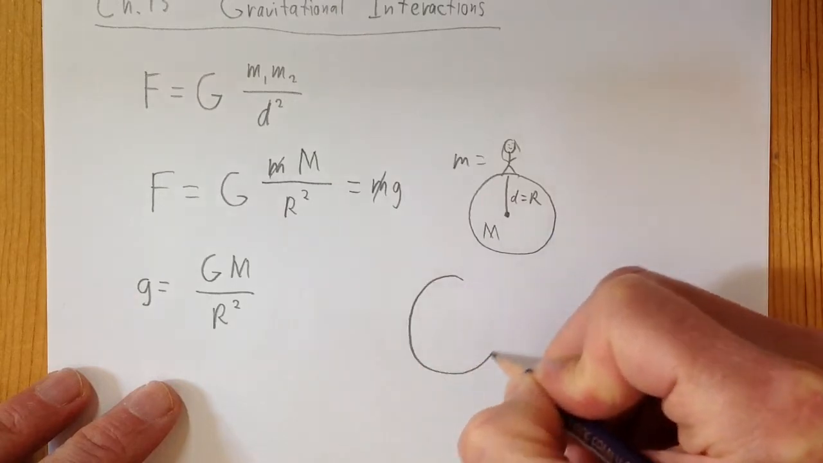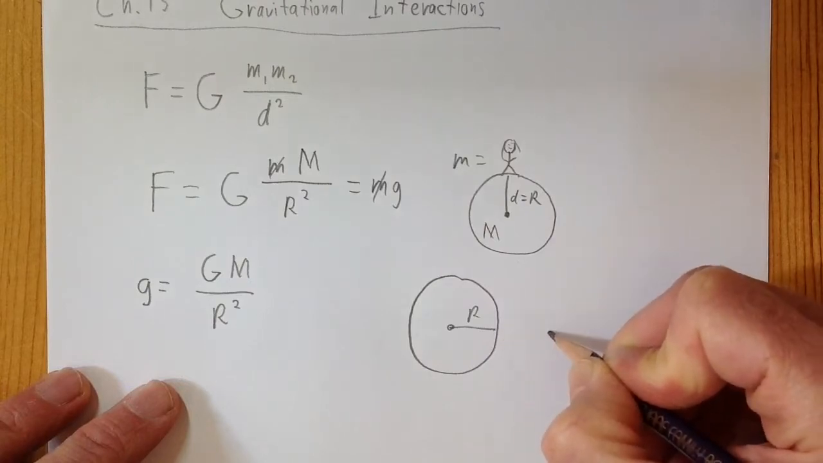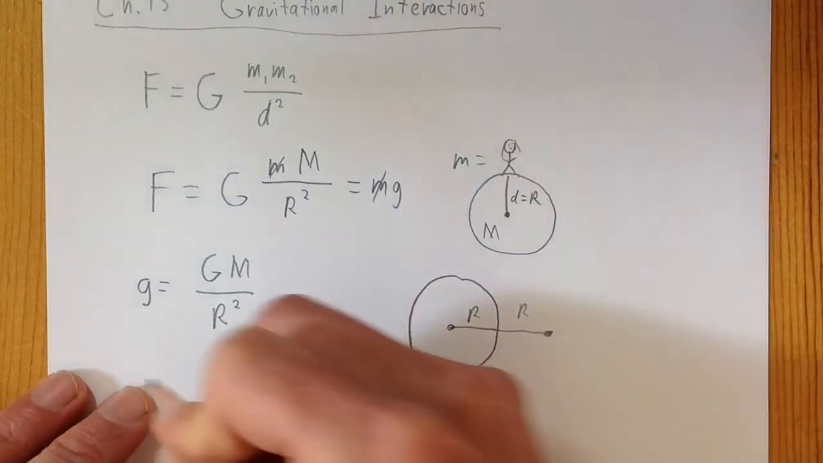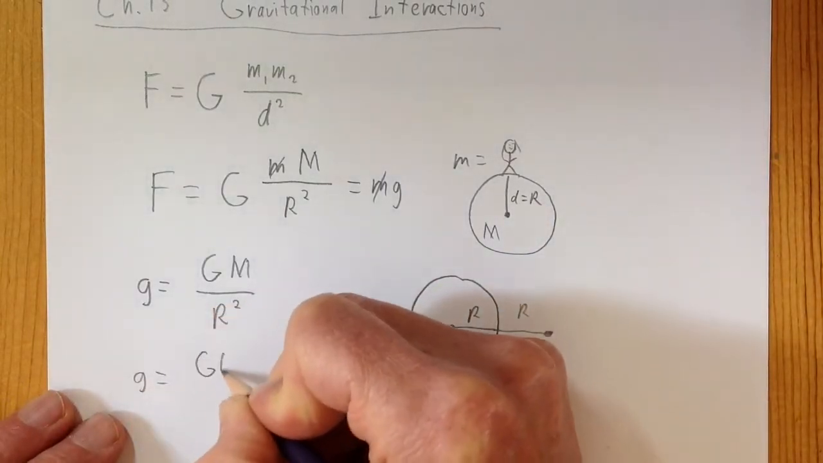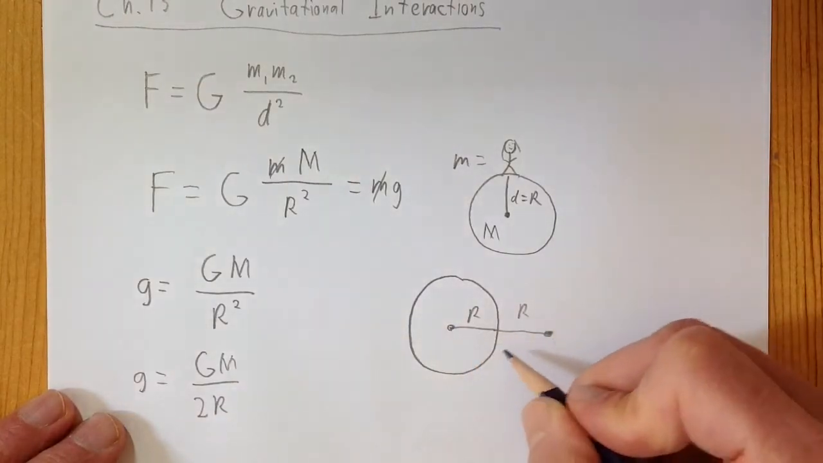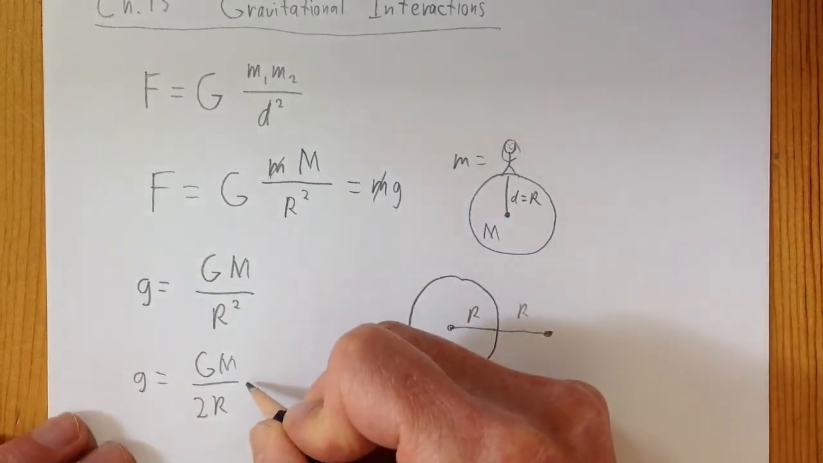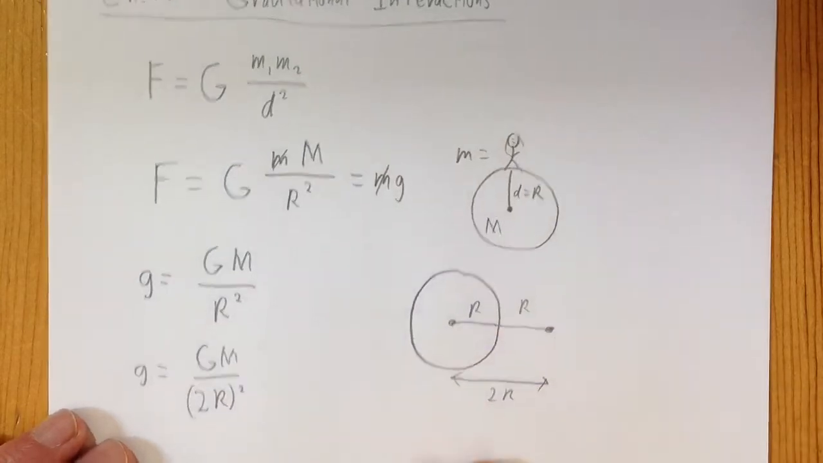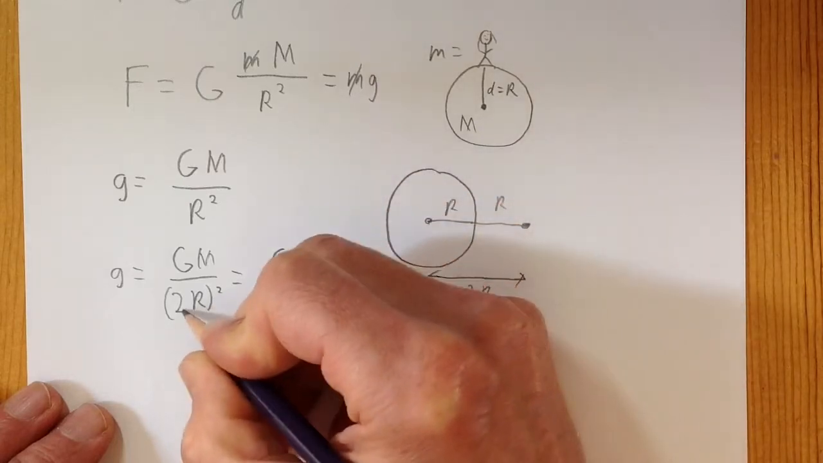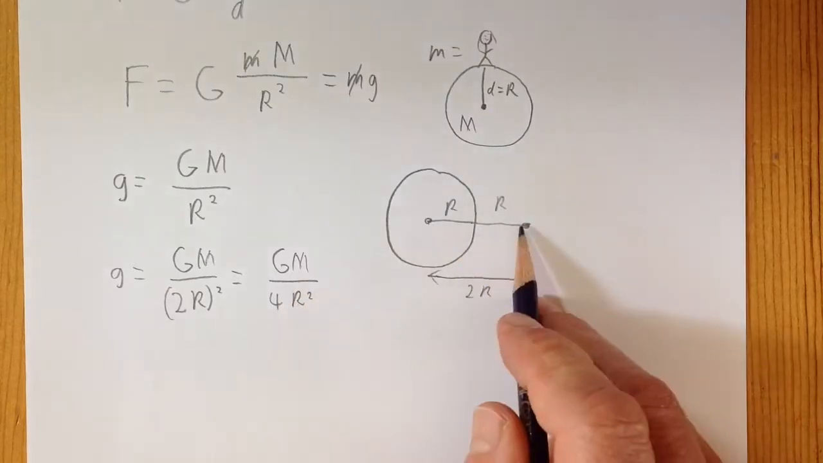So here's our planet, and here's the radius, and you're standing a radius above it. So here you are. What is g there? In this case, g would be big G times M over 2 times the radius. So 2r from the center. It's always a distance from the center. You are now 2 radii from the center, so square both of those. And so that is GM over 4r squared, which is 1/4 the gravity of what it was.